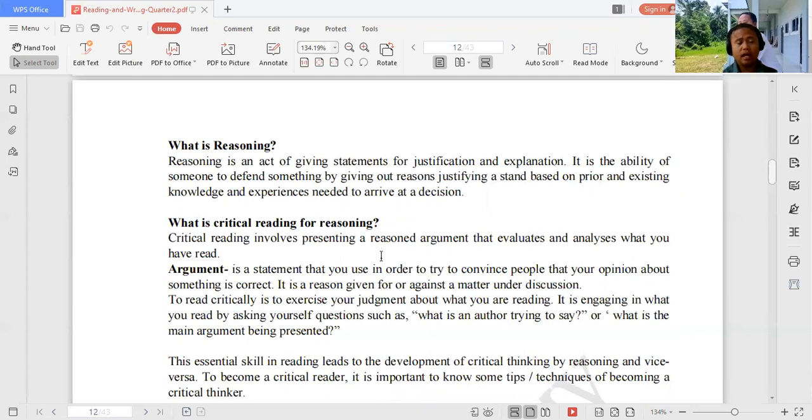Okay, number one, an argument is a statement that you use in order to try to convince people that your opinion about something is correct. That's argument. Why do you have to be an argumentative type of person? Living in a competitive world, most of the time people do argue. But in reading, is there any argumentation? Yes, there is. That is why there are counterclaims.